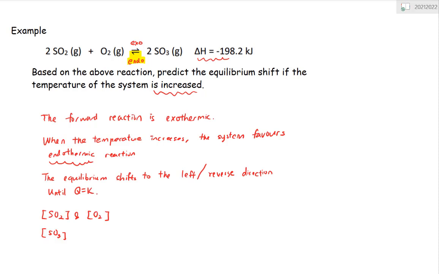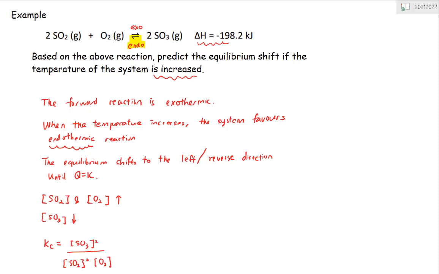After you have determined the equilibrium shift, then you need to identify their concentration. So concentrations of SO2 and O2: after the equilibrium shifts to the left, the concentrations will increase, while the concentration of SO3, after the equilibrium shifts to the left, will decrease.